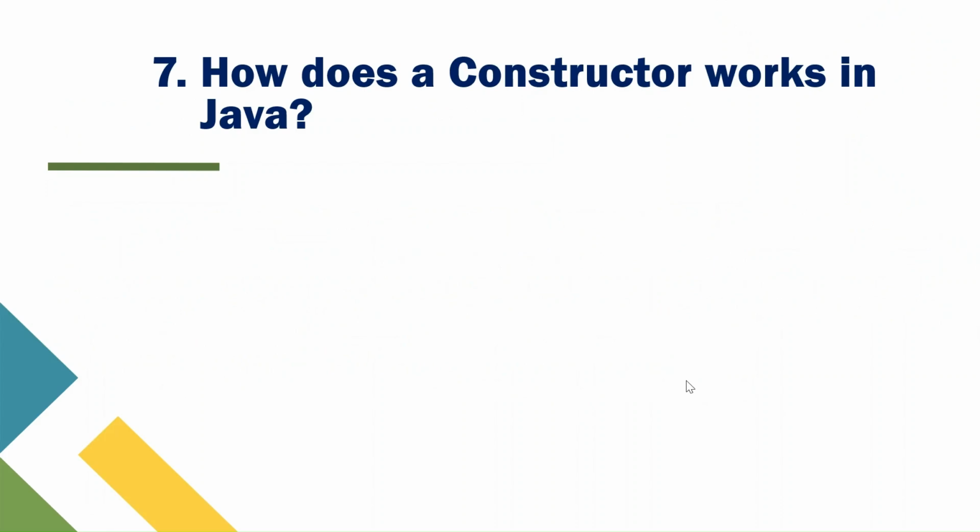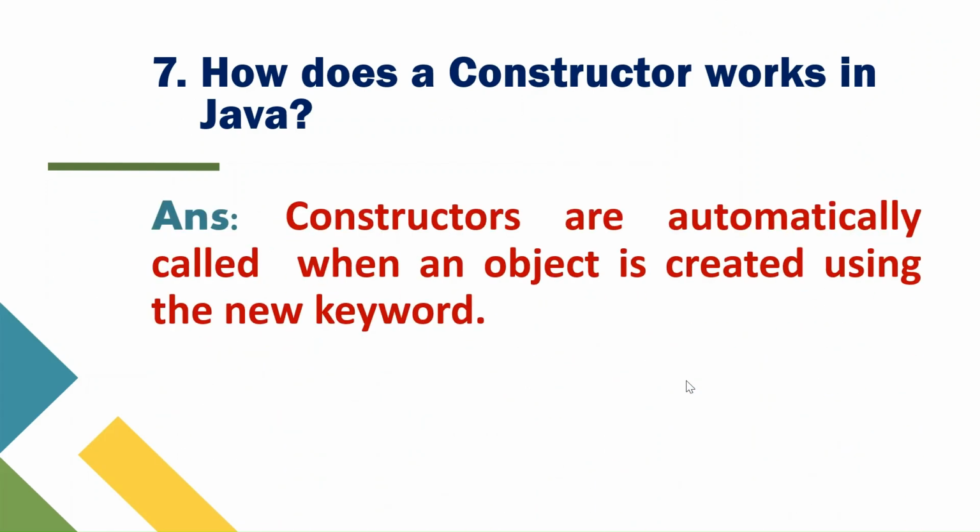How does a constructor work in Java? Now constructors are automatically called when an object is created using the new keyword. So just now we have seen a syntax like class name, object name equal to new constructor. That line is going to call the constructor automatically. And in the same line, we are creating an object, and for that object, by using the new keyword, we're allocating some memory.